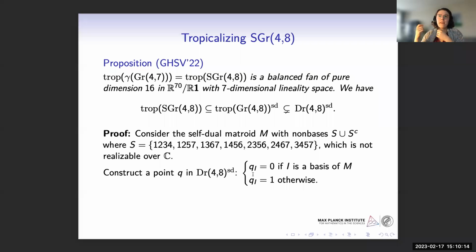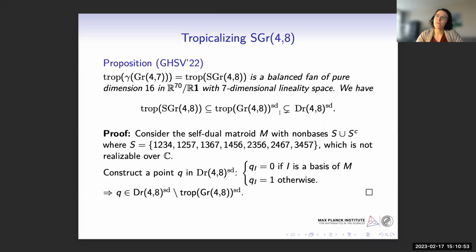Since the matroid I started with is self-dual, this point Q will again be a self-dual evaluated matroid. Further, my matroid M will be a cell of the matroid subdivision. Now there's a very nice result by Brandt and Speyer that tells us that if we have a matroid subdivision and there is a matroid in it that's not realizable over C, then this evaluated matroid is not realizable itself over C. So this point Q lives in the self-dual Dressian, but it will not live in the self-dual points of the tropical Grassmannian.